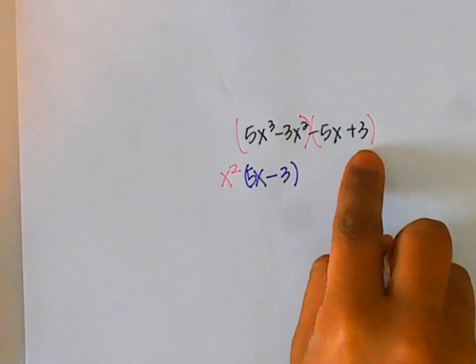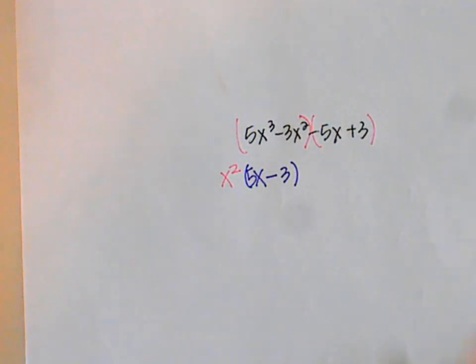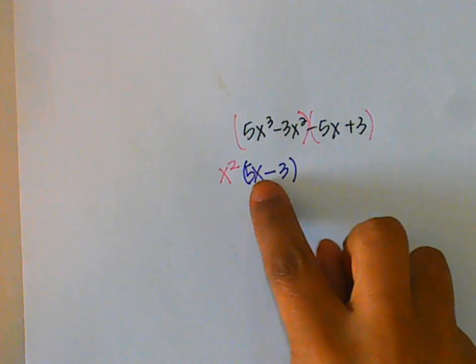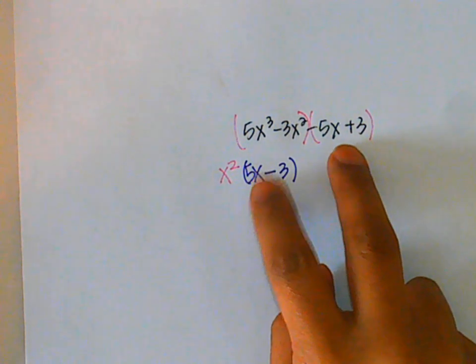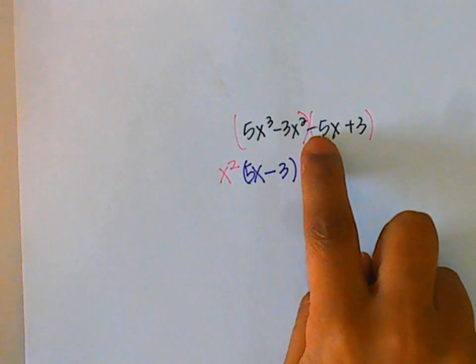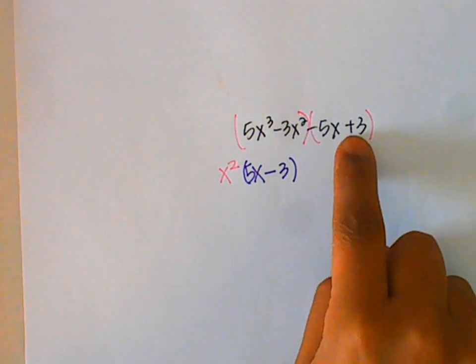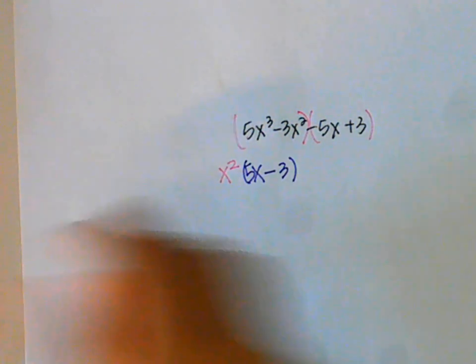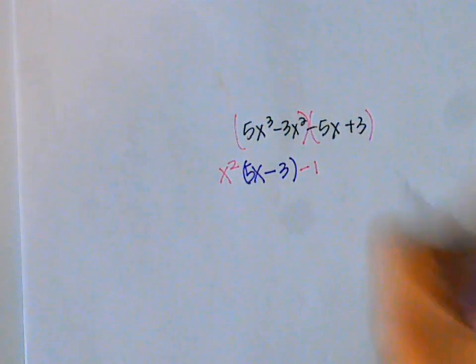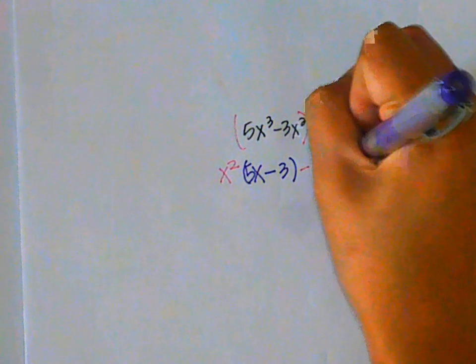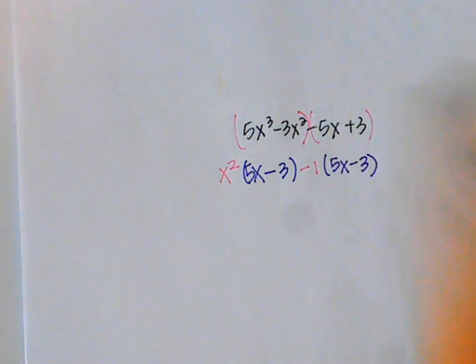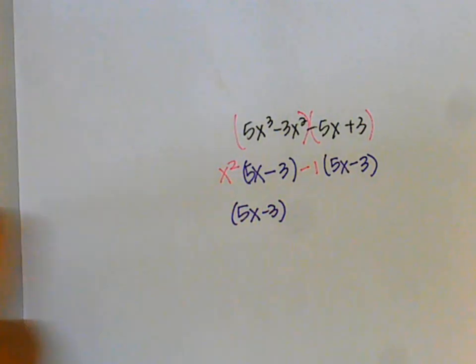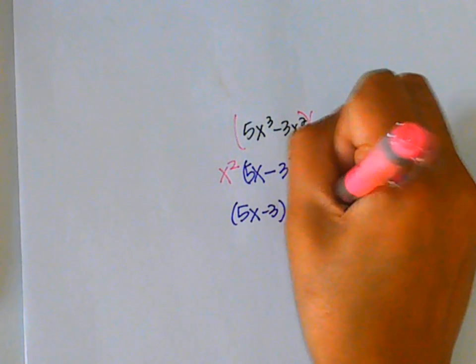What do these two have in common? Well, I don't see anything that they have in common, but I do see something similar to this 5x minus 3. This is a -5 and a plus 3, and this is a +5 and a minus 3. So if I pulled out a -1, I would be left with a +5x and a minus 3. So I'm going to bring down what they have in common, combine what is left, which is this x squared minus 1.